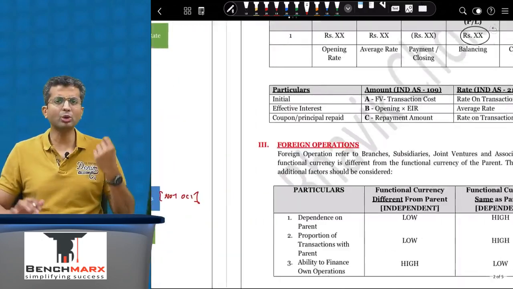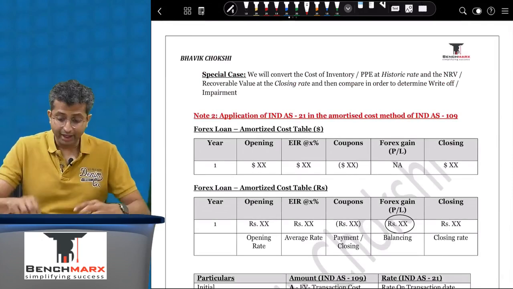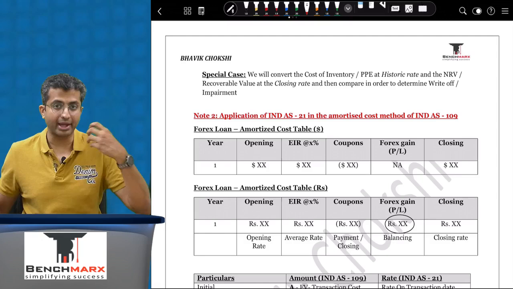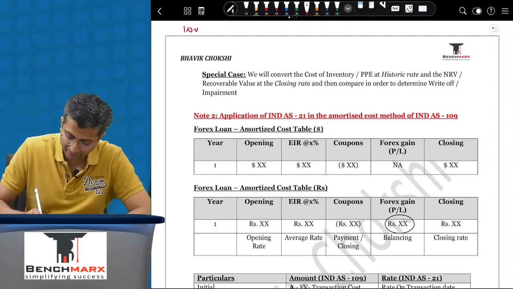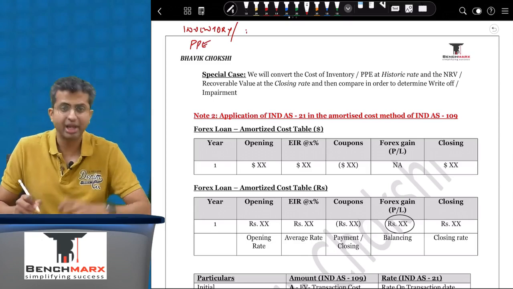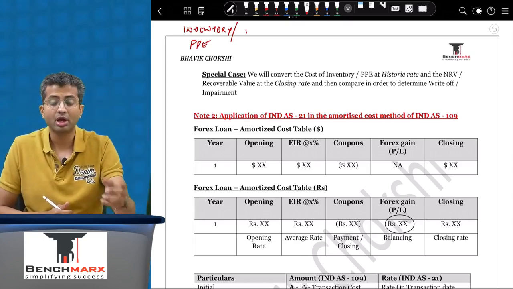Okay. Now there is one special case which requires mention over here, where you might need to compare and then determine whether there's a write-off or not. So for example, there is an inventory which is a non-monetary item, or there is a PPE which is also a non-monetary item like FVTPL, FVOCI. There is no comparison. You have to show it at fair value.